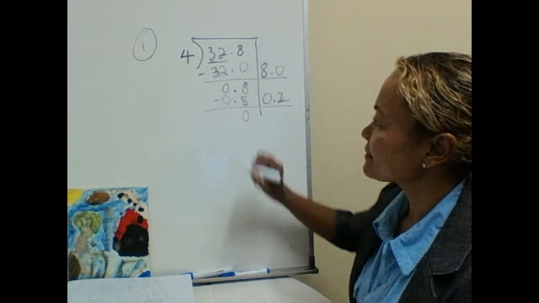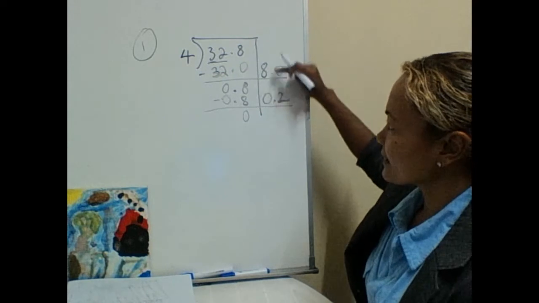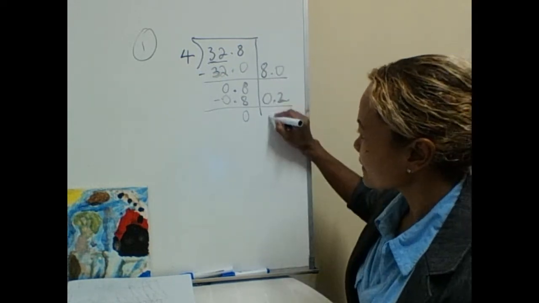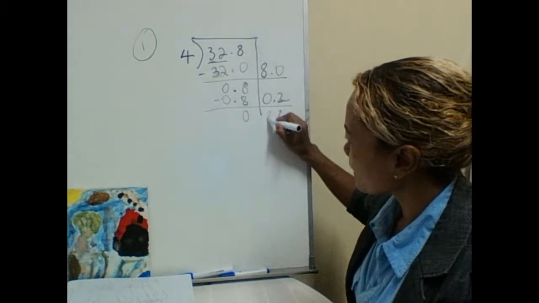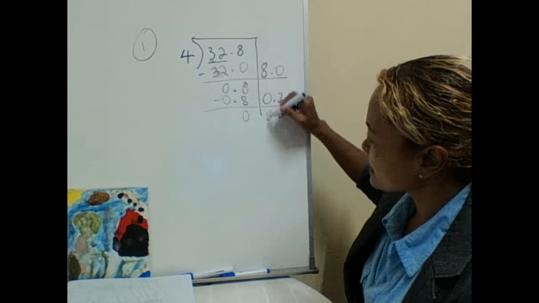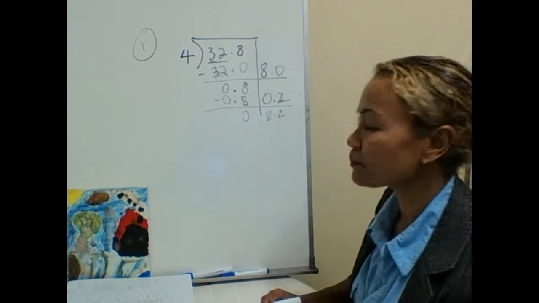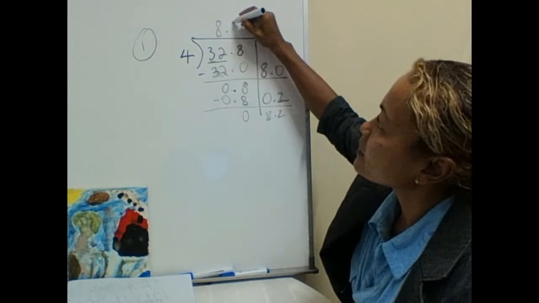That's subtracted. And what answer do you get when you add these two? 8.2. Just going by the columns. 2 on this side of the decimal place. 8 plus 0 is 8. So 8.2. So your answer is 8.2.